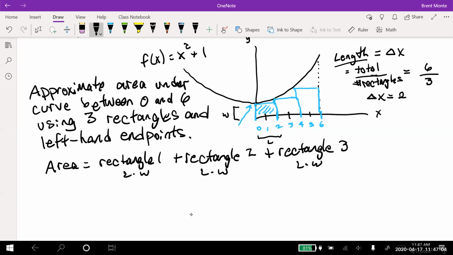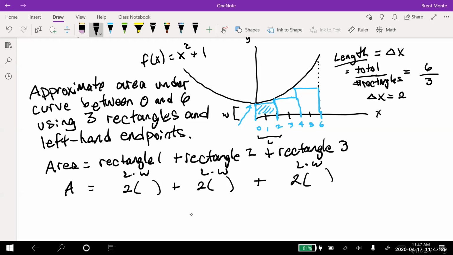So I know right away when I do the area, I say, oh, it's 2 times something plus 2 times something plus 2 times something. Because these all, and we can look, I go from 0 to 2, of course, that's a length of 2. And I go from 2 to 4, again, a length of 2, and then 4 to 6. I just need to figure out what those widths are.